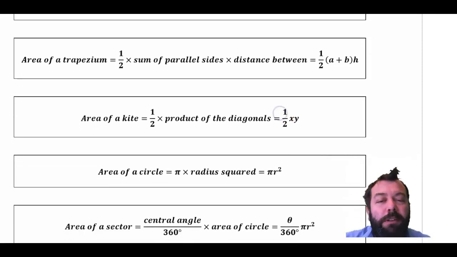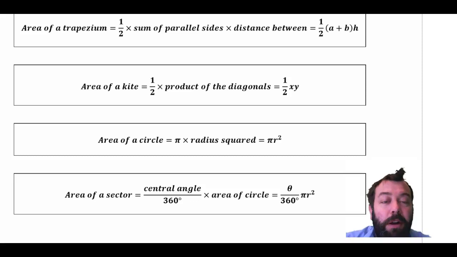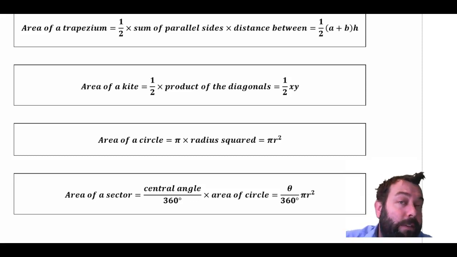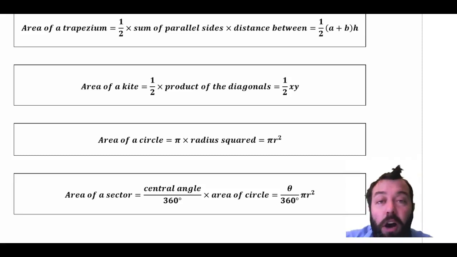A kite we won't see very frequently, but one way of doing it is half times the product of the diagonals. Now you could always, if you have the lengths of the diagonals, you will see that you could quite simply divide that kite into some triangles, and using half the base times the height and adding those triangles together, you'll get the same result.